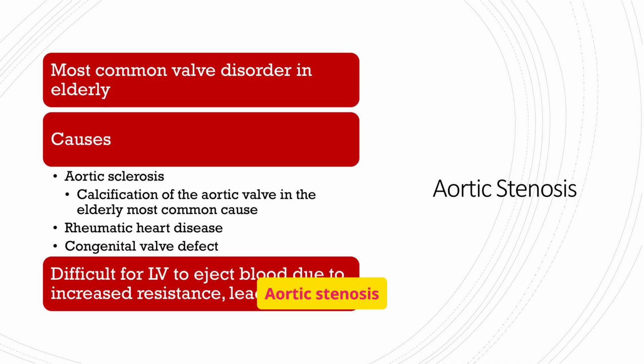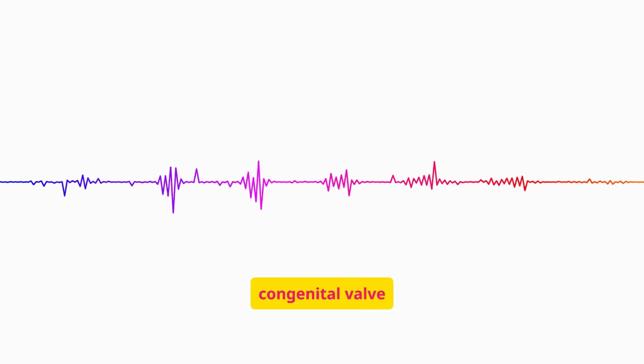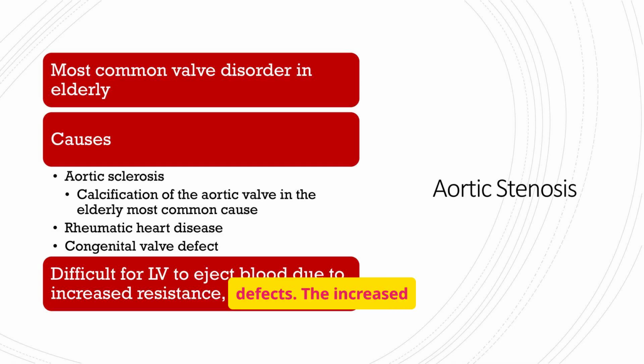Aortic stenosis is the most common valve disorder in the elderly. Causes include aortic sclerosis, calcification of the aortic valve in the elderly, rheumatic heart disease, and congenital valve defects. The increased resistance makes it difficult for the left ventricle to eject blood, leading to left ventricular hypertrophy, LVH.